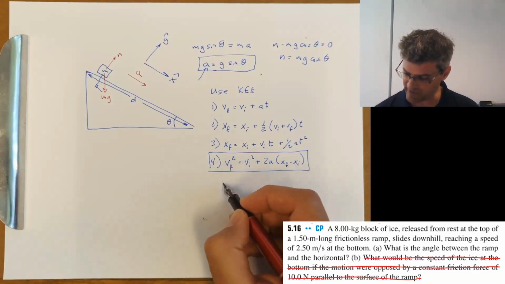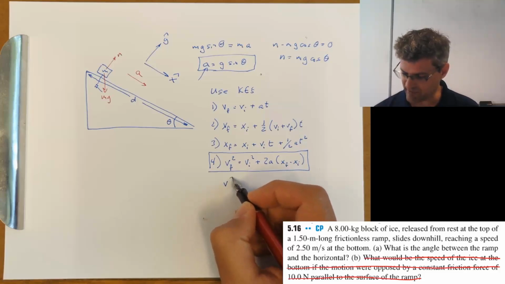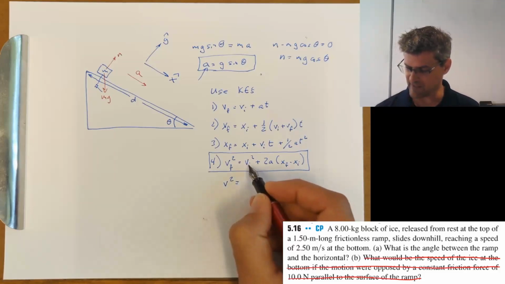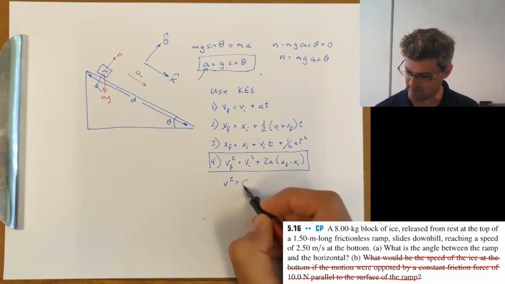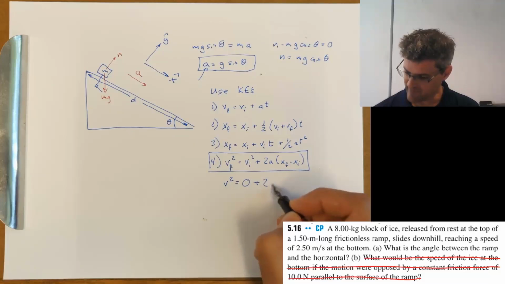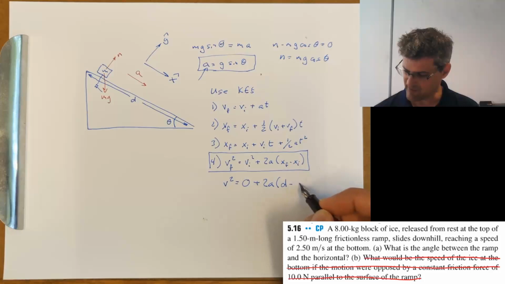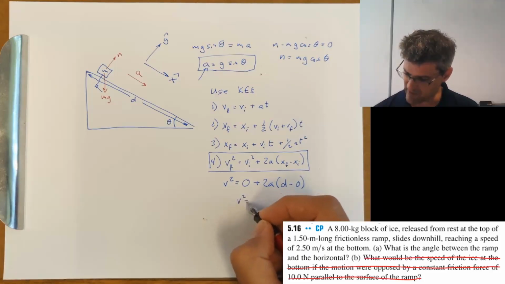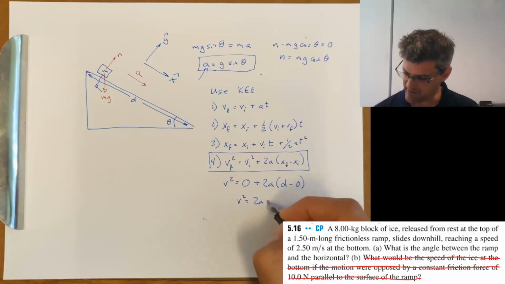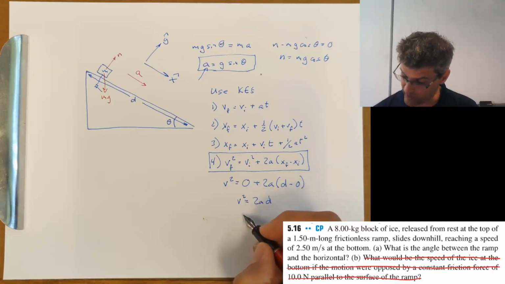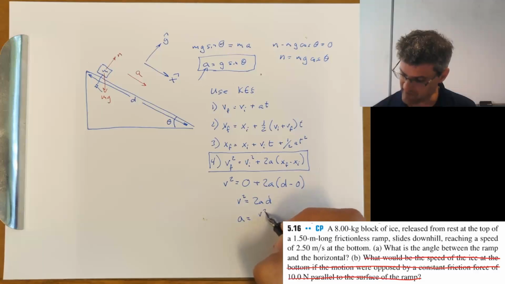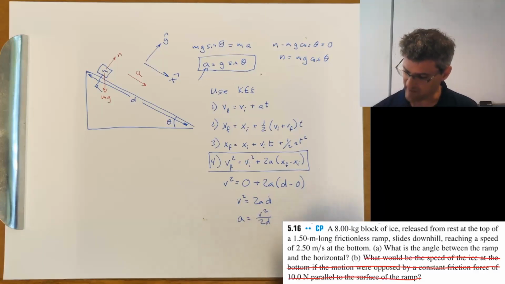So what's our final velocity? We'll just call that v. What's our initial velocity? It started at rest. What is our final position? d. What was our initial position? 0. So we see that v squared is equal to 2ad, or that the acceleration is v squared over 2d.